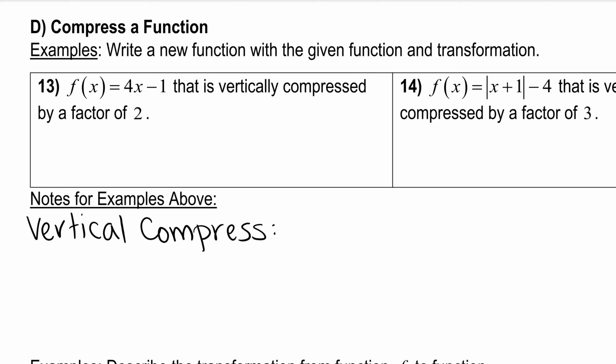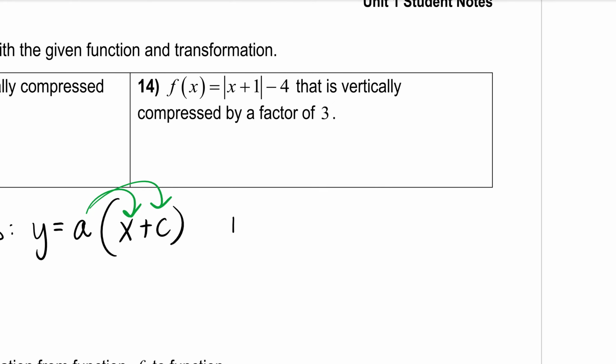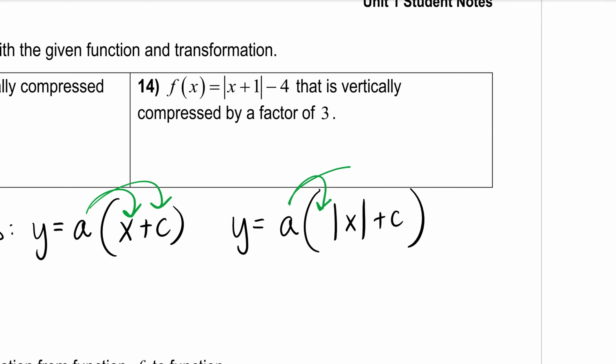So in vertical compress, it looks the same actually. I'm going to have some number a times the whole thing, where I would then distribute, if I need to. And the same with absolute value. I have some a times absolute value of x plus c. And again, on absolute value, when I distribute, that a just goes in front. I can't put it inside.